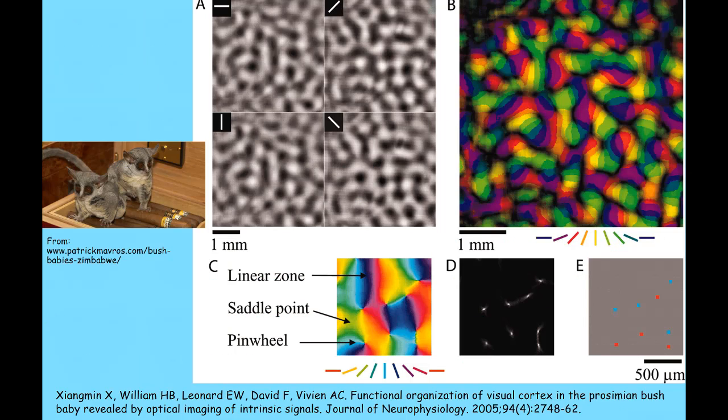Here's a different imaging technique used to spell out those same sorts of structures. In this case, though, we're looking at the functional organization of the visual cortex of the prosimian bush baby. And our technique here is optical imaging of intrinsic signals. So what does all that mean? Well, first let's just show, again, we have this pinwheel organization to the cortical structure. Different orientation columns spinning out from this central nexus.